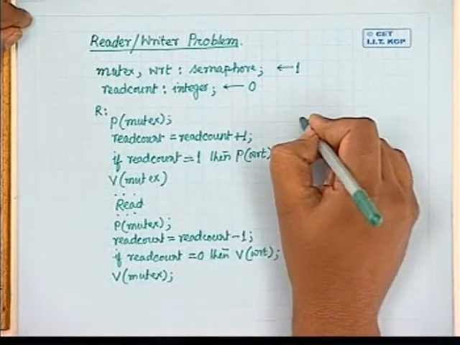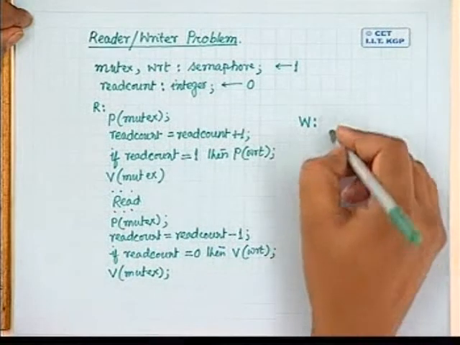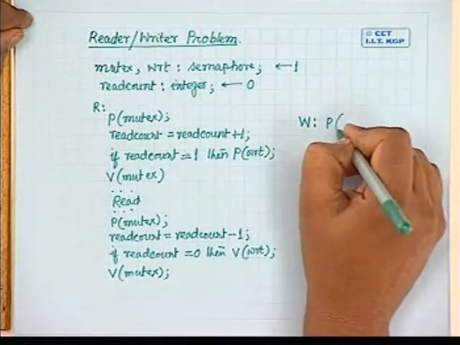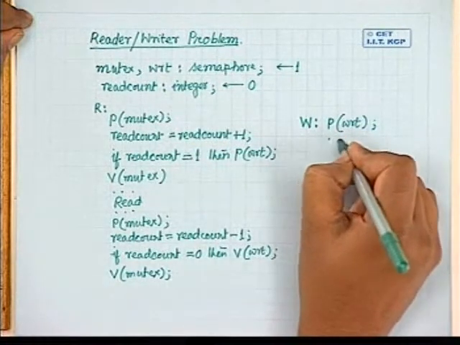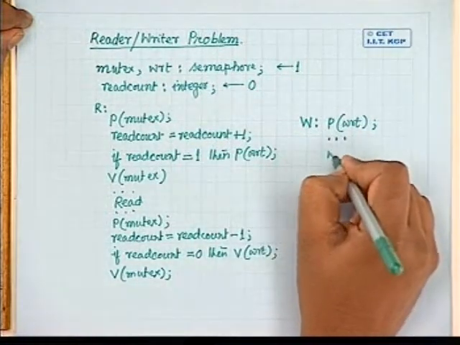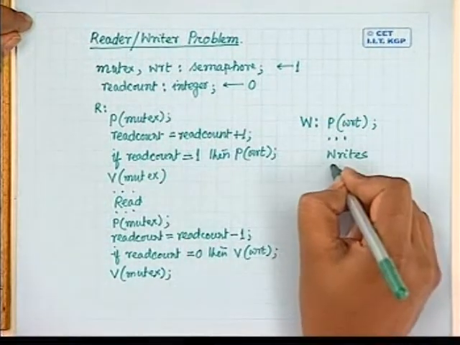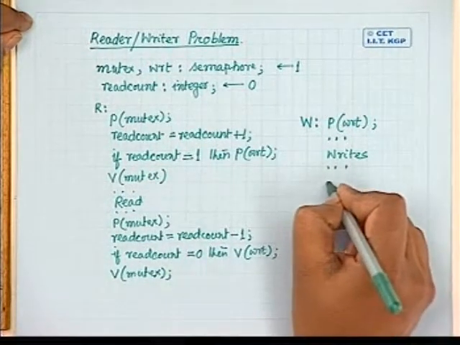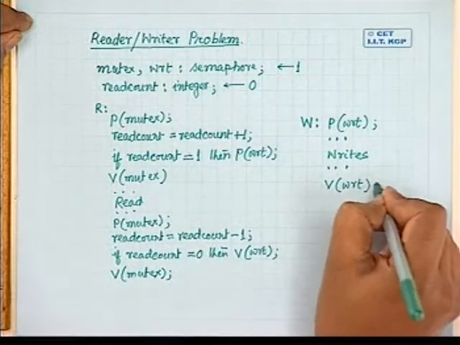Similarly, for a writer process, the structure is much simpler. First, it has to perform a p write operation. After p write is successful, it modifies the file, that is writes into the file, and finally it performs a v write operation.